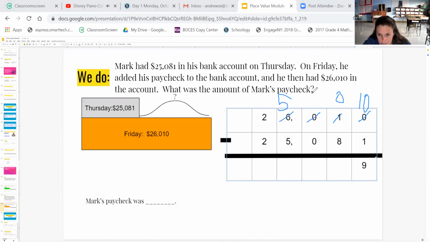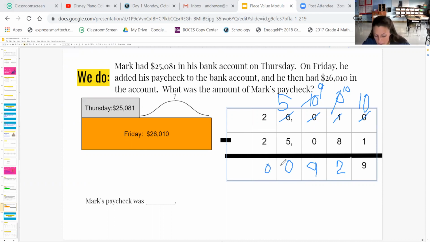When I borrow, now that I've borrowed from here, I actually have a number in the hundreds place that I could borrow from. Here we go. Sorry. 10 minus 8. Hopefully you got a difference of 2. 9 minus 0 is 9. 5 minus 5 is 0. 2 minus 2 is 0. So I don't need to write anything there.